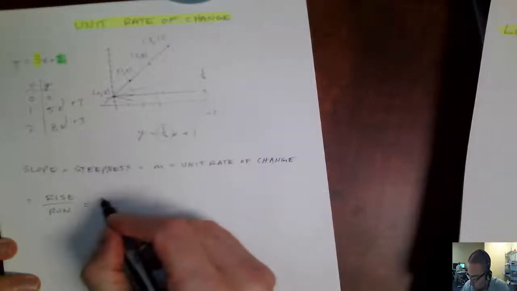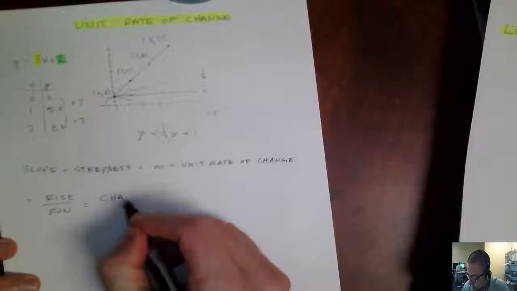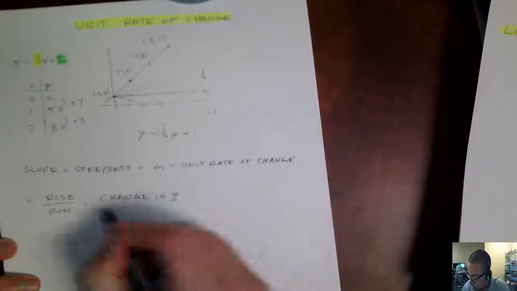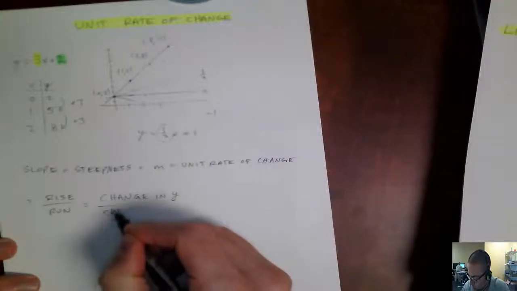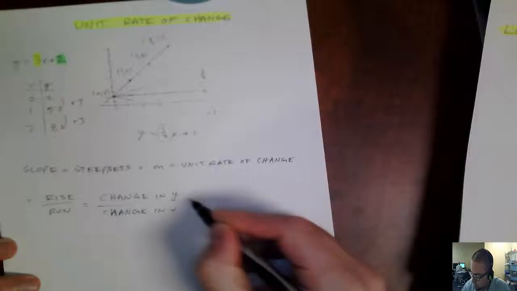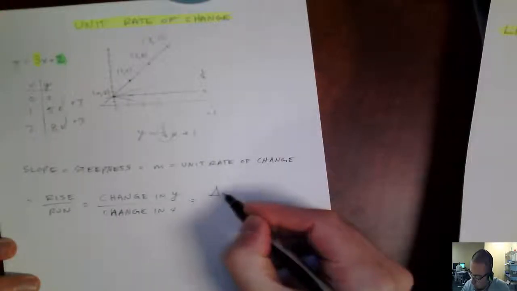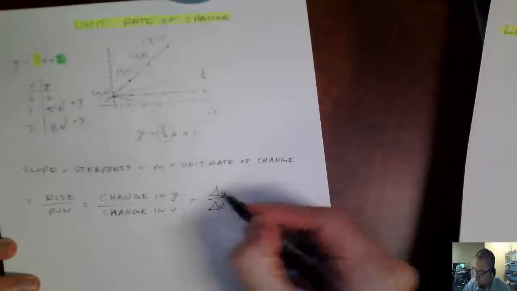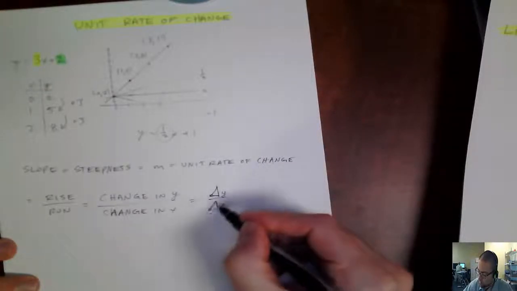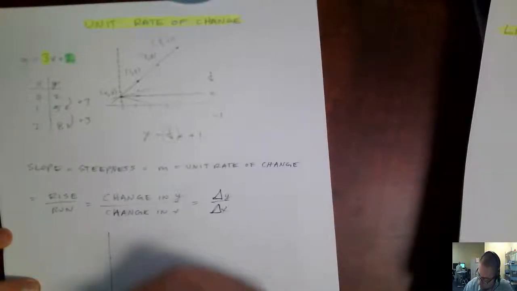So rise over run, it's a change in y over a change in x. So I like to use delta y over delta x. That's what this mathematical symbol for change is. Delta changes difference, the difference in the y values over the difference in the x values. And the slope is the same throughout the whole line.